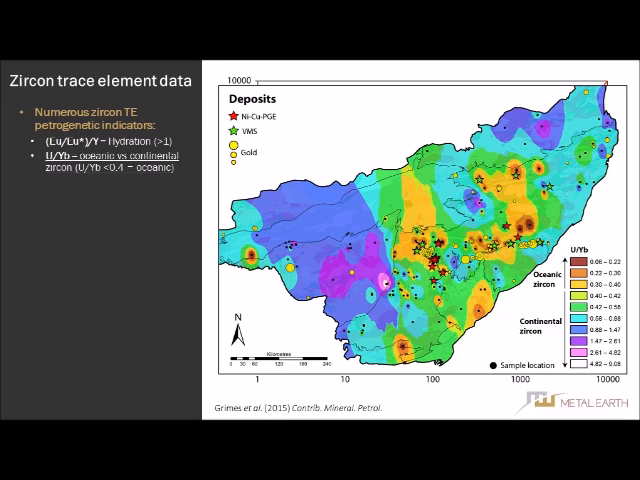And this is actually pretty rare. I haven't seen this at all for the Yilgarn, for example. If we plot that spatially, we can see that, again, the most oceanic signatures we see are in the same area where we saw the most juvenile hafnium, the lightest oxygen, and the least hydrated magmas.